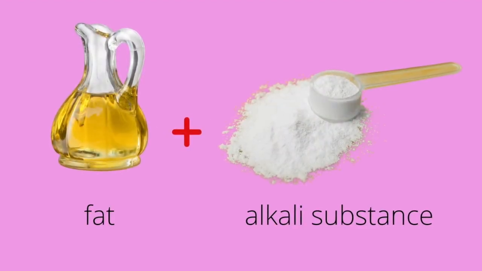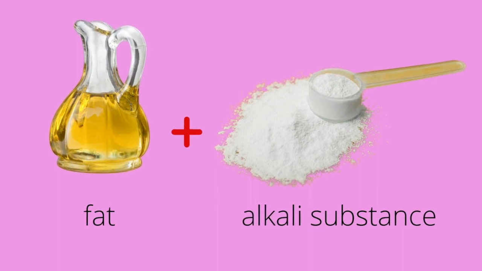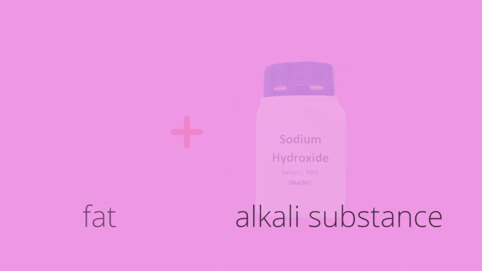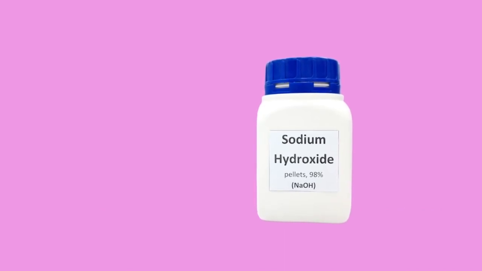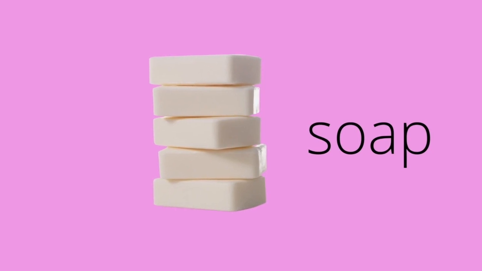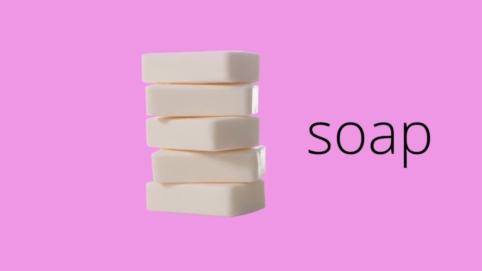What is actually soap? Every bar of soap is made with an acid, a fat, and an alkali, lye. The alkali most commonly used is sodium hydroxide. When you mix oil with lye, this will create a process called saponification, resulting in soap.